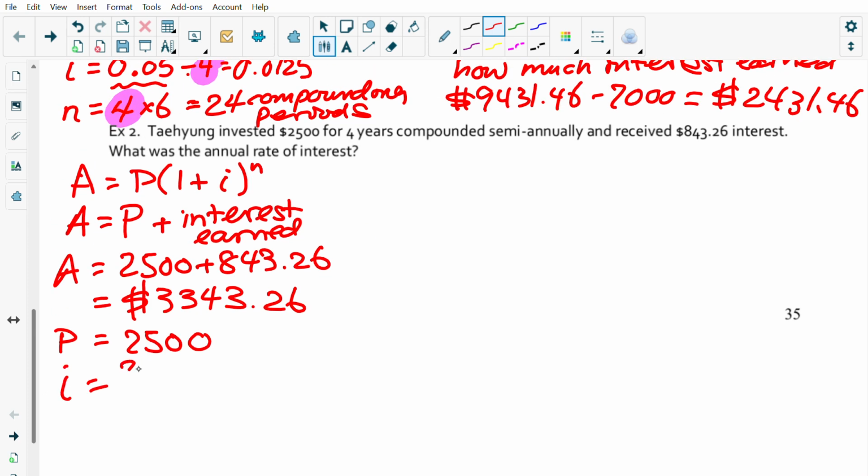Our interest rate, that's what we're looking for. Okay, our annual rate of interest, let's pay attention to that. We'll come back to that. And the number of compounding periods. Well, semi-annually, that means 2 compounding periods per year, but it's for 4 years, so the total number of compounding periods is 8.